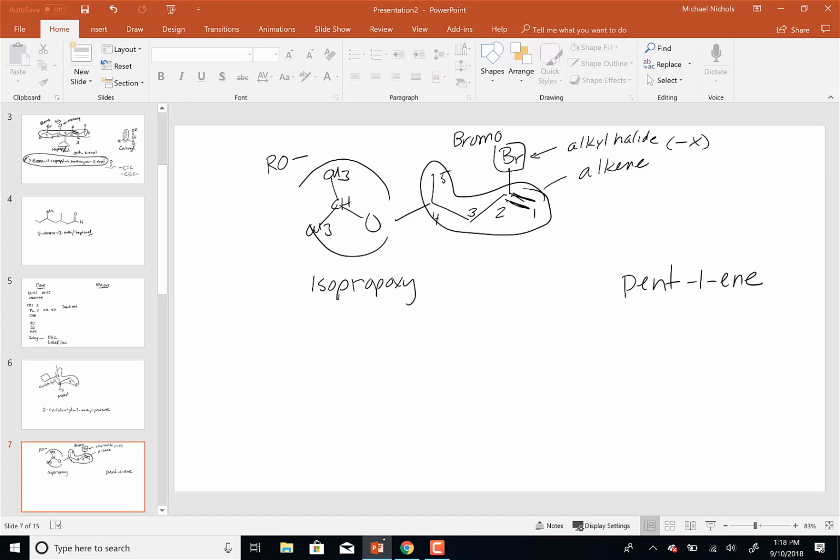You're right that it's a pentene, but I need to tell you where the double bond goes. The double bond goes on carbon 1, between 1 and 2. So this is a pent-1-ene. Then I alphabetize the remaining substituents. So this is going to be a 2-bromo, 4-isopropoxy pent-1-ene.